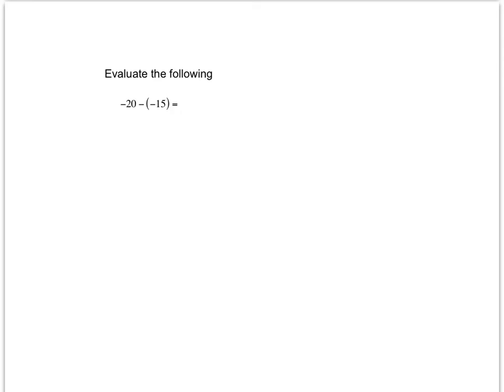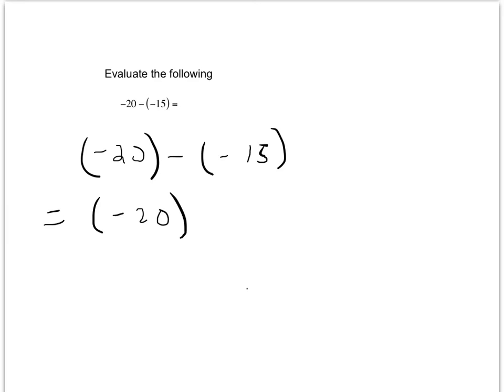Okay, we're evaluating negative 20 minus negative 15. So this is negative 20 minus negative 15. Okay, now that is negative 20, and I'm not going to subtract, I'm going to add. And instead of subtracting negative 15, I'm going to add the opposite, and the opposite of negative 15 is positive 15. Okay, so I'm just adding negative 20 plus 15.